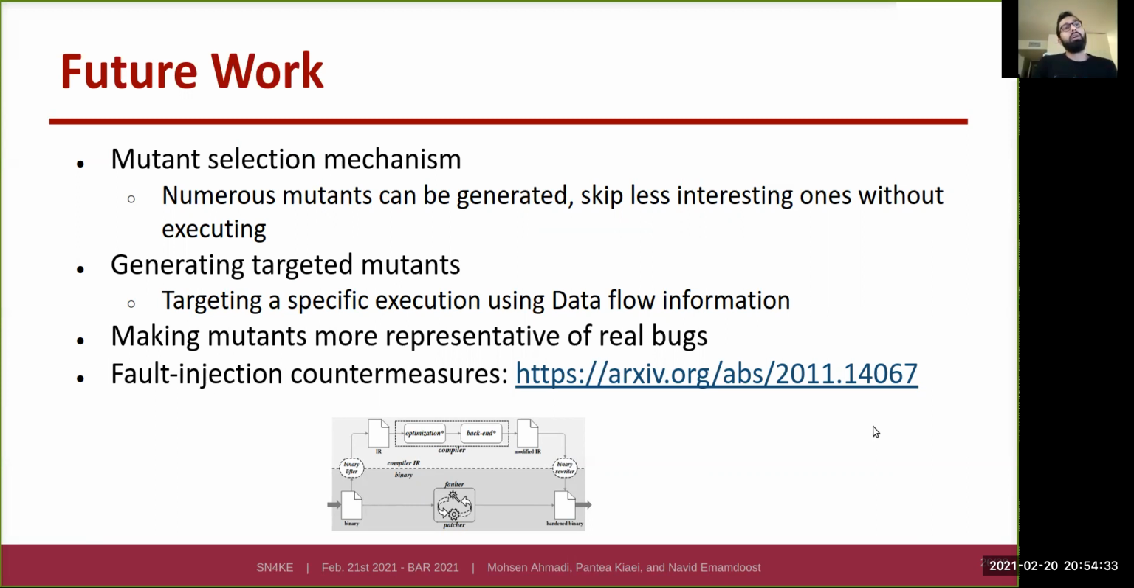The other thing is that we are actually inserting faults. So what are the countermeasures for recovering from these faults and also detecting them? We have another paper recently published in DAC for fault injection countermeasures, but we only considered the instruction skip. As future work, this can be extended to support more mutations like arithmetic operations and other classes of mutations. The other thing is generating targeted mutants.